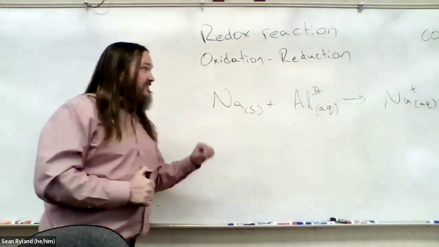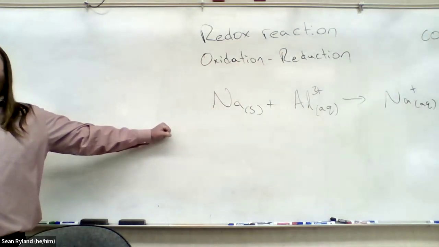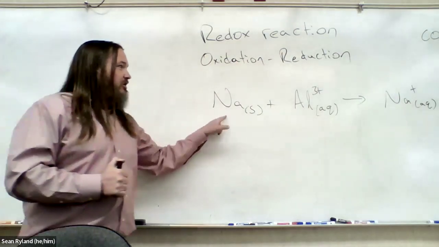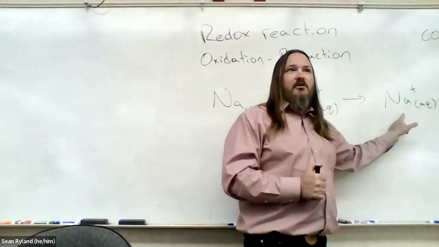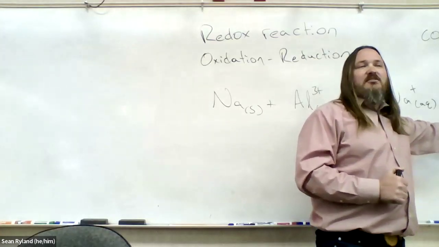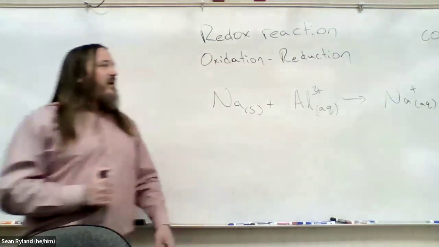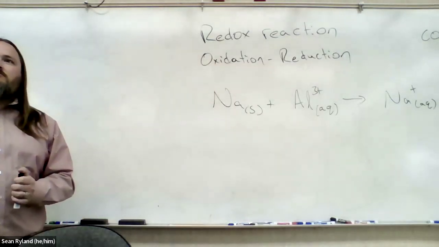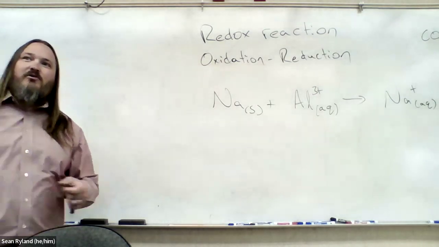So this type of reaction is really easy to see. The electrons are changing hands, right? You've got sodium with no charge here and then sodium with a charge. It must have lost an electron. You've got aluminum with a charge here and it's neutral over here. It must have gained some electrons. Is this reaction balanced the way it's written? The atoms are, but what's wrong with it?